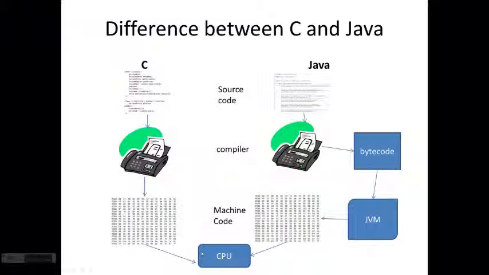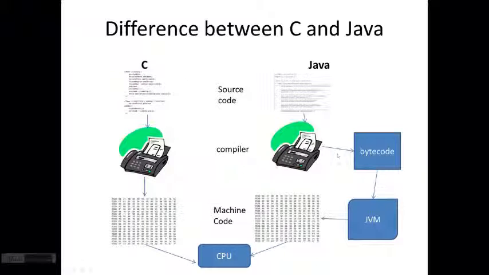Now if I have an Intel x86 processor, for that you need this compiler. For another processor, you will need another compiler, and this code won't run on another platform. Once it is converted to this machine language, it only runs on this particular CPU.